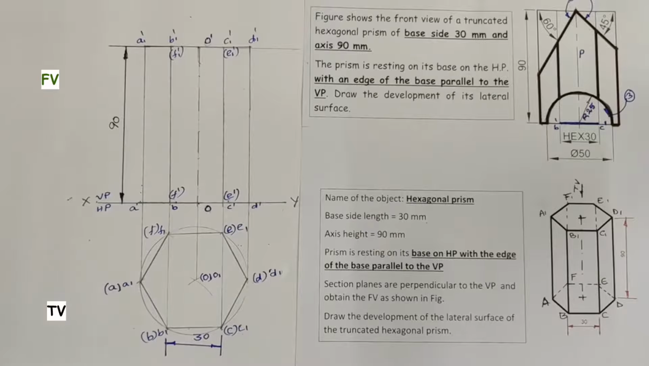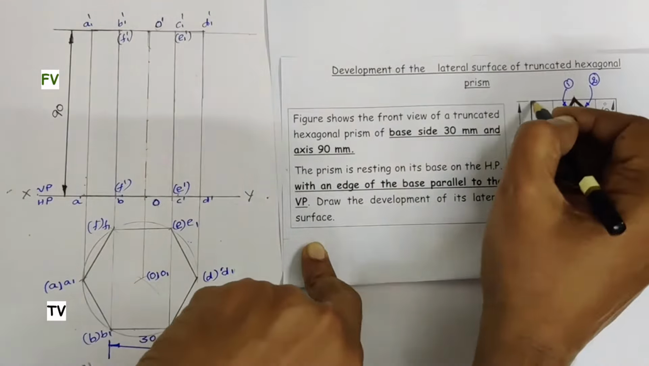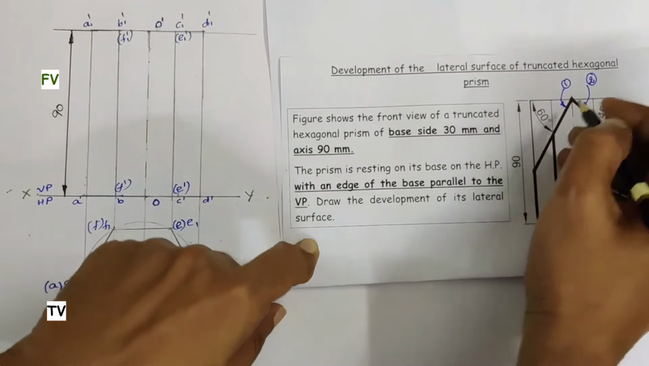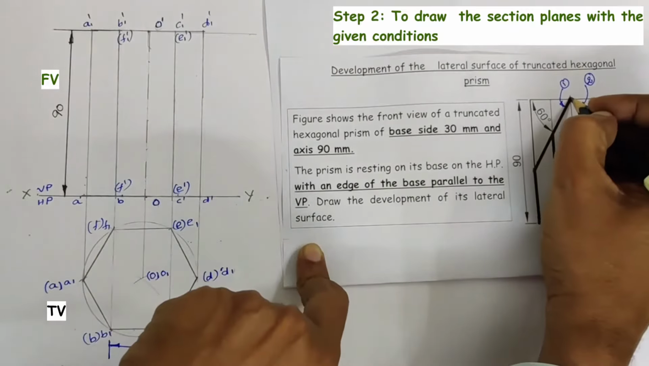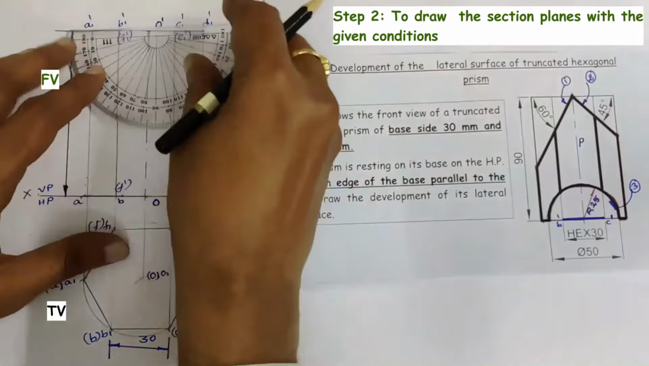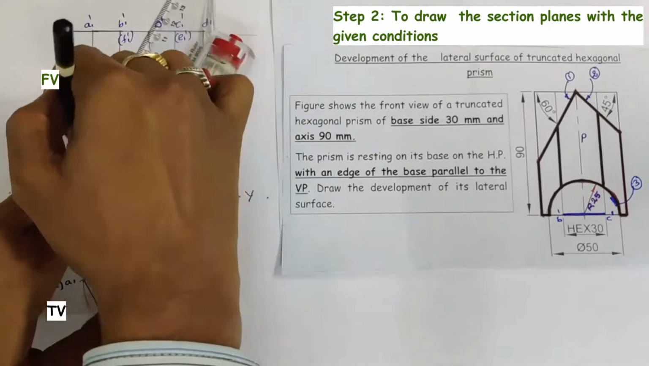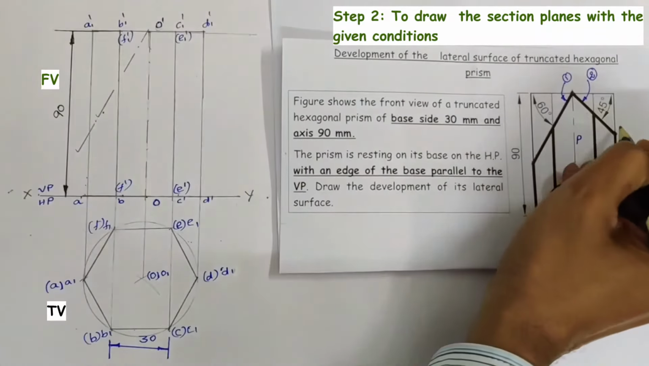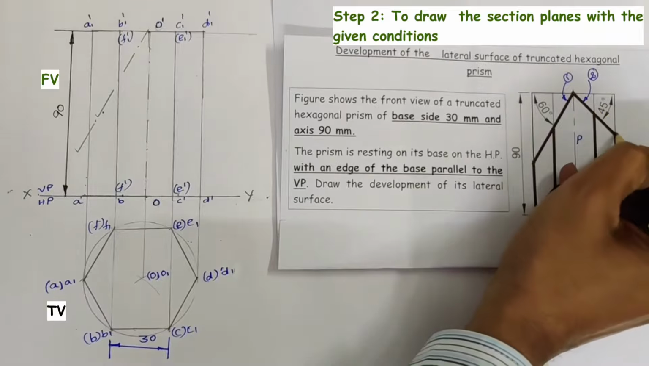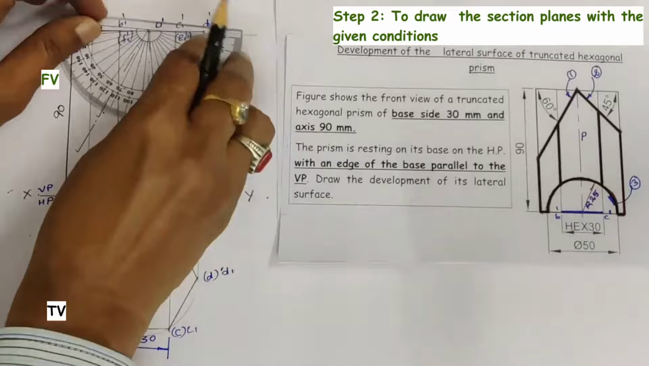that is drawing section plane lines in the front view. Here the first section plane is making an angle of 60 degrees to the HP and passing through the topmost point of the axis in front view. First we will draw the first section plane. Second section plane is making an angle of 45 degrees to the HP. So then draw the second section plane.